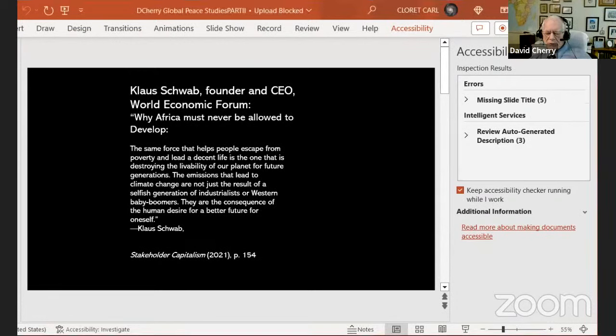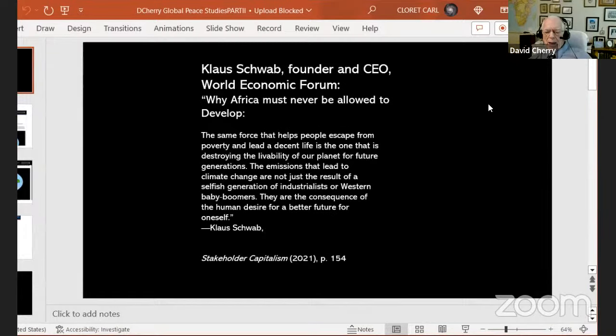He said, "The same force that helps people escape from poverty and lead a decent life is the one that is destroying the livability of our planet for future generations. The emissions that lead to climate change are not just the result of a selfish generation of industrialists or Western baby boomers. They are the consequence of the human desire for a better future for oneself." And that's from his book, published 2021, called Stakeholder Capitalism, page 154.